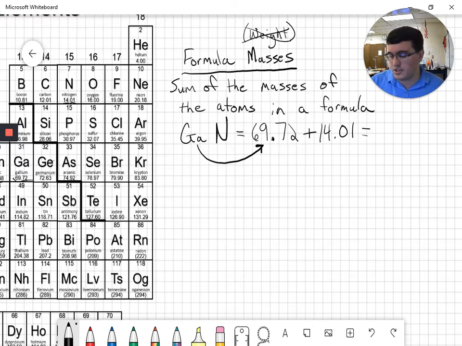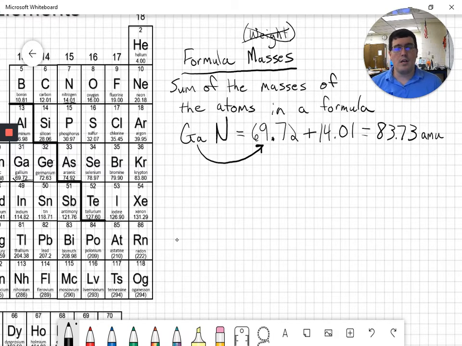If you need to, you can reach over and grab your handy-dandy, trusty-dusty calculator. You can have this version of the calculator, or you can have this version of the calculator, or you can use the one on your Chromebook. It does not matter. And we punch those numbers into our calculator. What we should get, if we do this correctly, is 83.73. And the units that we put on there, these are AMUs.